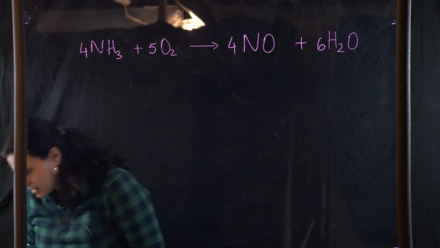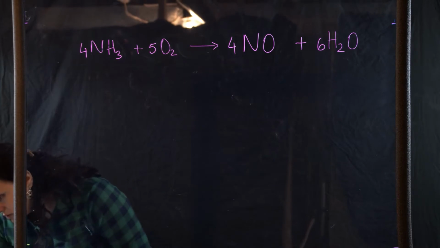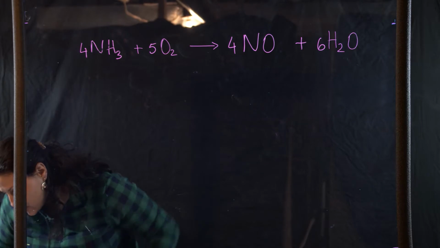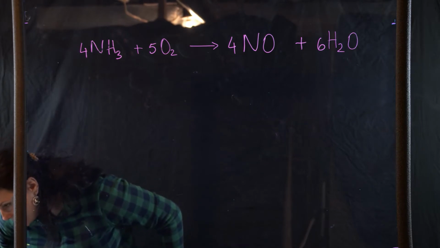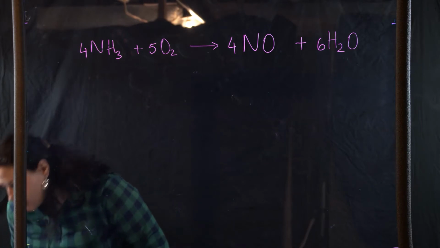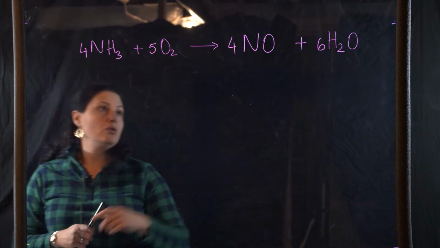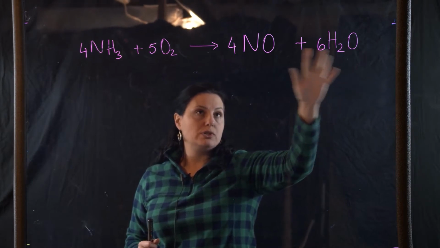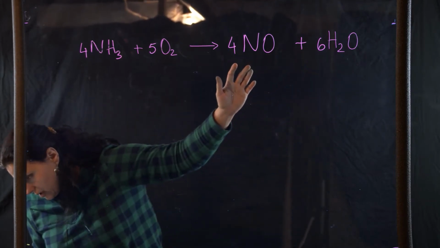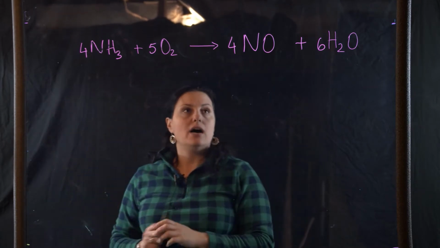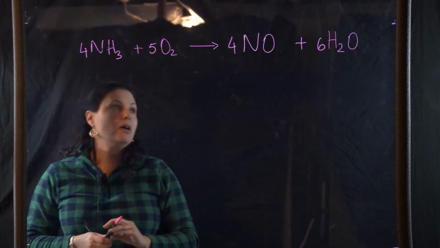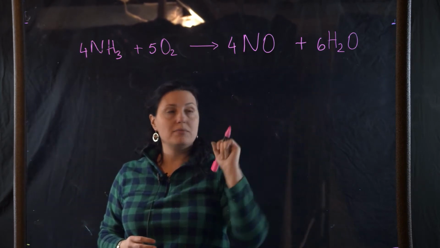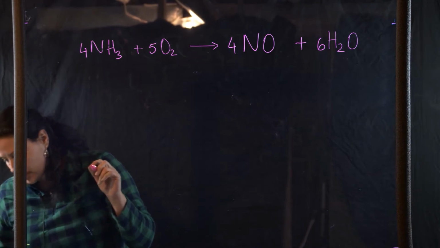Okay, the next problem says if 24 grams of water are produced, how many moles of nitrogen monoxide are formed? So if 24 grams of water are produced, how many moles of nitrogen monoxide are produced as well? Okay, once again, I will start with the amount that I'm given. It's 24 grams of water.